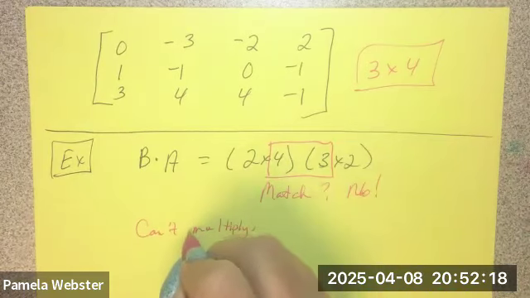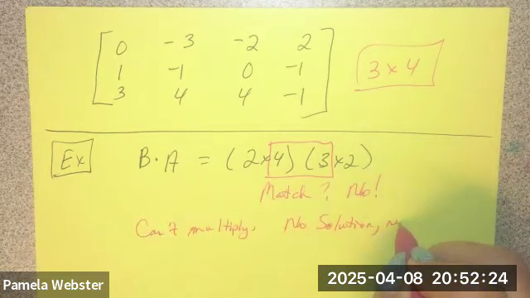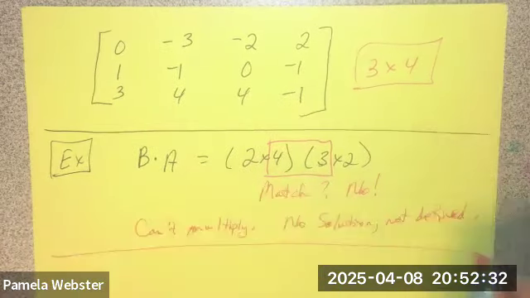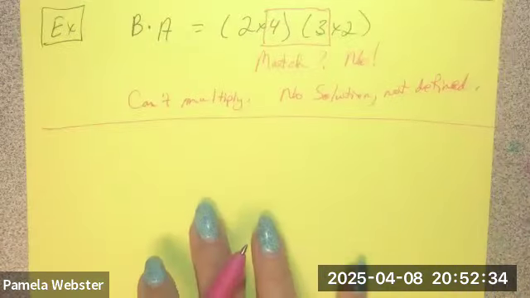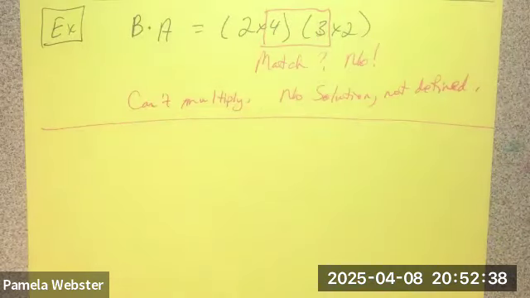Don't even try it. So you can say something like no solution or not defined. I think your book likes not defined. It's probably what you'll see a lot in the MyMathLab homework, that kind of thing. But that's what you're looking at. We can't do it because the dimensions, the innermost numbers, the columns here, the rows here are not the same. This interesting multiply-add thing only works whenever those numbers match.